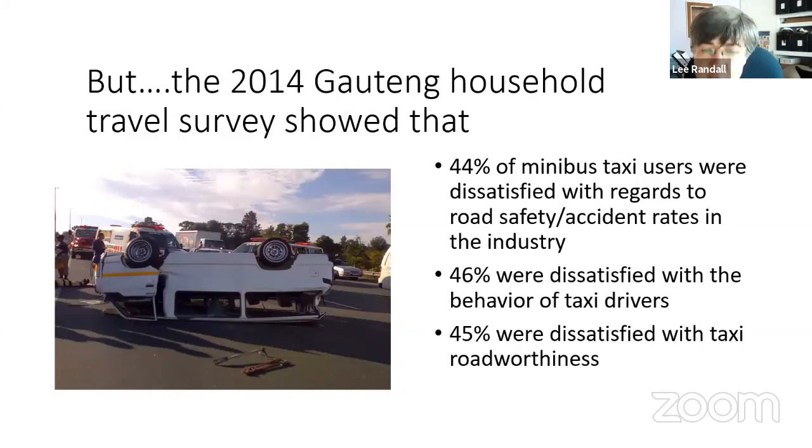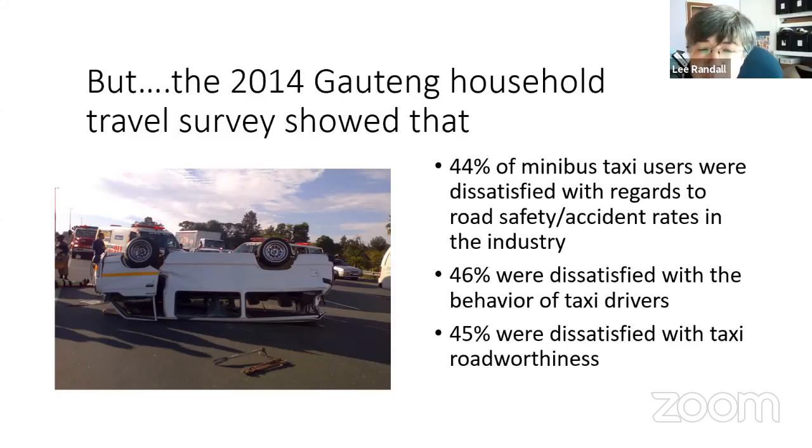But the industry is not without its problems. From a commuter perspective, the 2014 Gauteng household travel survey, for instance, showed that 44% of minibus taxi users were dissatisfied in relation to crashes and safety in the industry. 46% were dissatisfied with the behavior of taxi drivers, and 45% were dissatisfied with taxi roadworthiness.